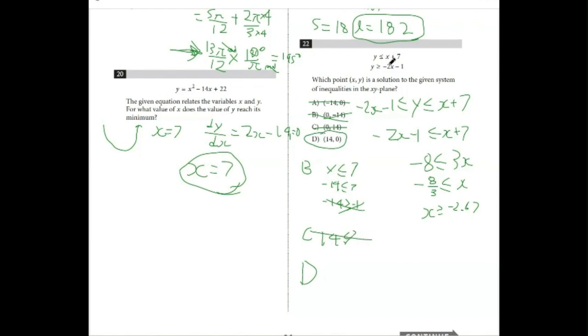Because if I put 14, y is less than or equal to 14 plus 7, which is 21. 0 is less than or equal to 21. That's correct. And for this one here, 0 is greater than or equal to minus 29. So yes, D is the correct answer here.